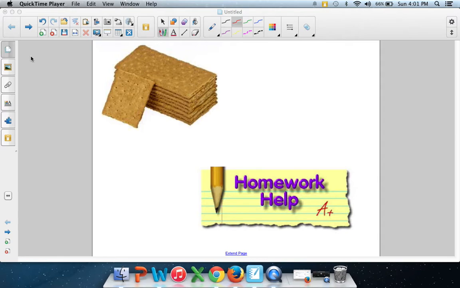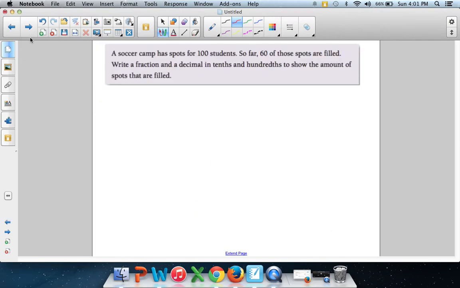You should be on page 186 and 187. On 186, you'll see a problem. There are some illustrations beneath it, but let's just focus on the problem together. You can look at the illustrations on your own if you want.